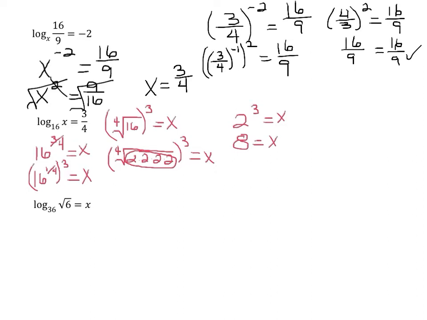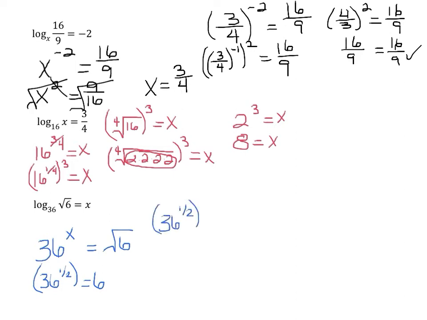And for our final example here, the log base 36, that becomes my big number, to the power of x is equal to the square root of 6. Well, what number does x have to be in order to make this work? If x is 1/2, then I get 6, right? So 36 to the 1/2 would give me 6. So I need 6 to the 1/2. So I need 36 to the 1/2, because that's the same as 6, to the 1/2 to equal the square root of 6.